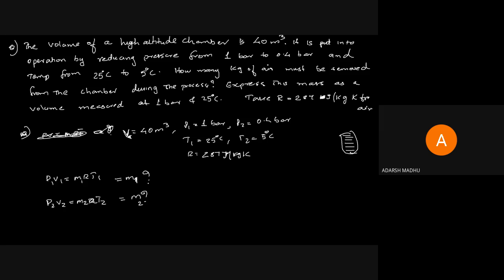It's a very simple question. Initially, find the M1 value from P1V1 equal to MRT1. For the second condition, find the M2 value from P2V2 equal to M2RT2. By subtracting the final mass from the initial mass, you will get the removed mass. That is our first main question, to find the kilograms of air that must be removed from the chamber during this process. So first, what are the M1 value and M2 value?